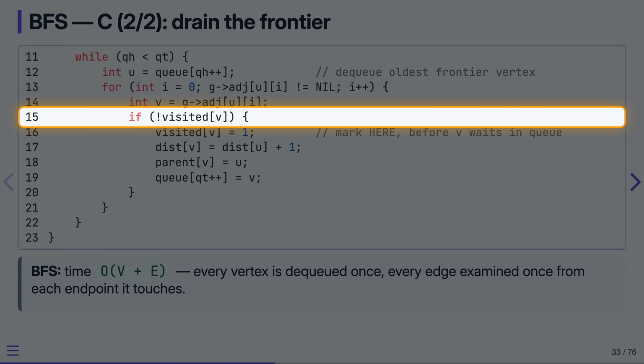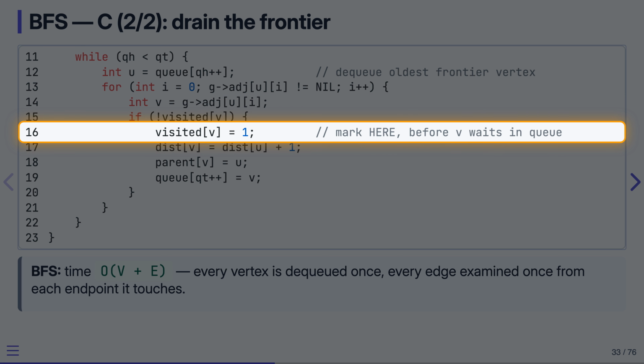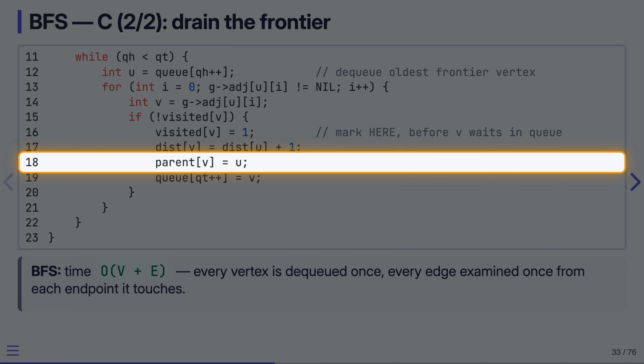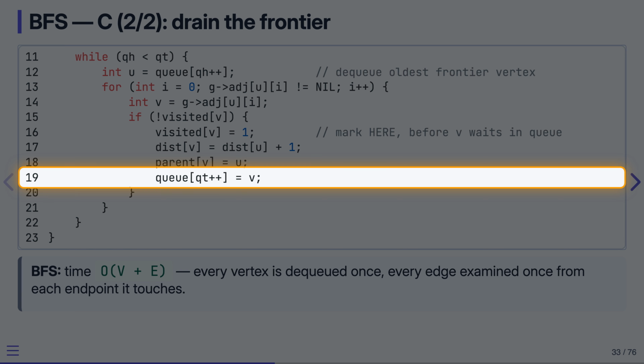This is the key test. If V is not yet visited, we do the work inside. We set visited at V to 1 right here, before V ever waits in the queue. This one line's placement is the heart of the whole chapter. Dist at V becomes dist at U plus 1. The new vertex is 1 step further out than the one that found it. Parent at V becomes U, recording who discovered V. And finally, we enqueue V.